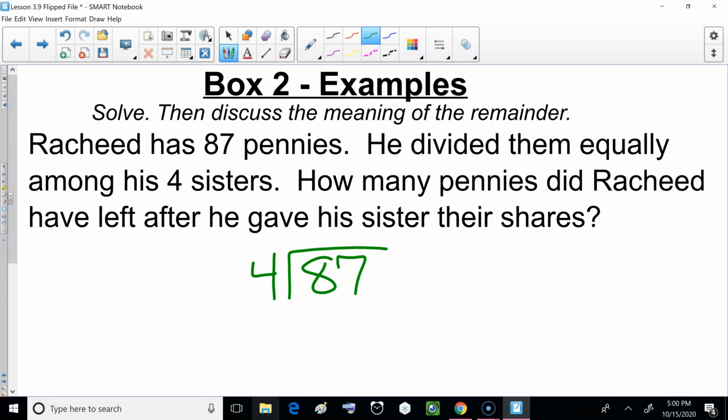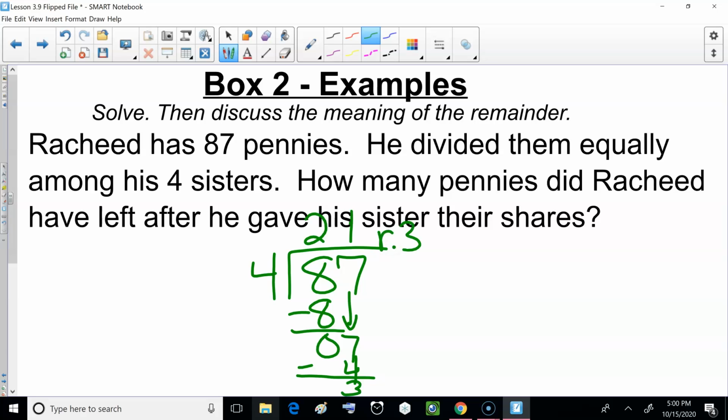Well, we got to do some division right now. See how many each sister's getting. 4 goes into 8, 2. 2 times 4 is 8. Subtract is 0. 0 is less than 4. Bring down the 7. 4 can go into 7 one time. 1 times 4 is 4. Subtract and get 3. So remainder of 3.